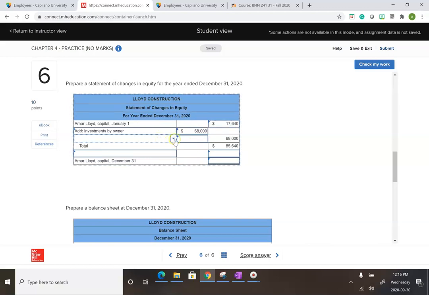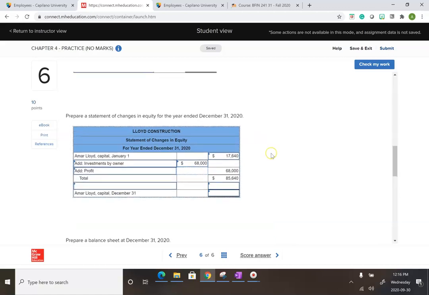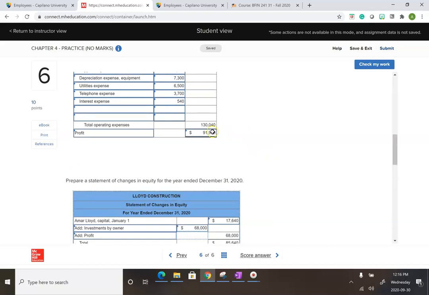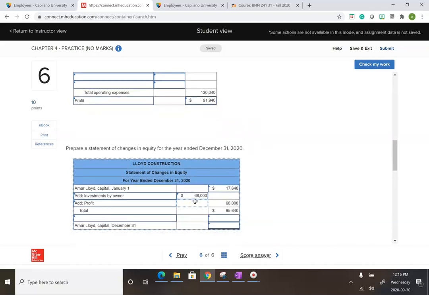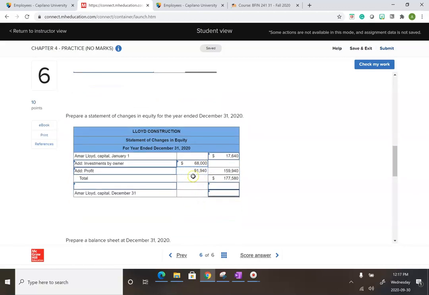And plus your profit. So we're going to add profit, and we have that number from our income statement. So it's that 91,940. That's how both those statements tie together. So you can do a subtotal on everything we're adding. So that's 159,940. And then we add that to the opening capital to get this new total of 177,580.